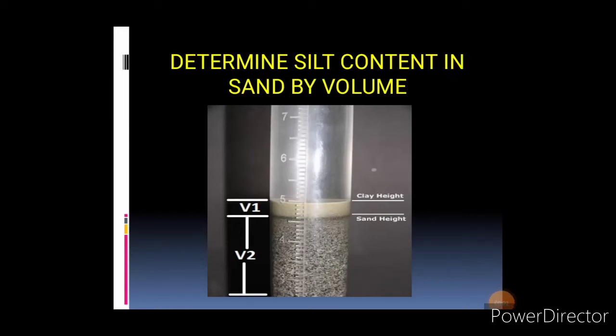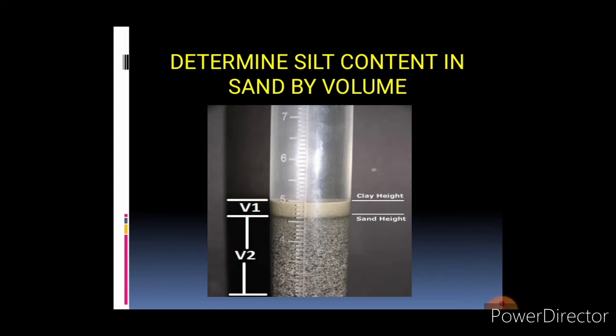Hello everyone. Today we are going to learn the practical to determine silt content in sand by volume. First, what is meant by sand? Sand is a granular material composed of finely divided rock and mineral particles. It is defined by size, being finer than gravel and coarser than silt.